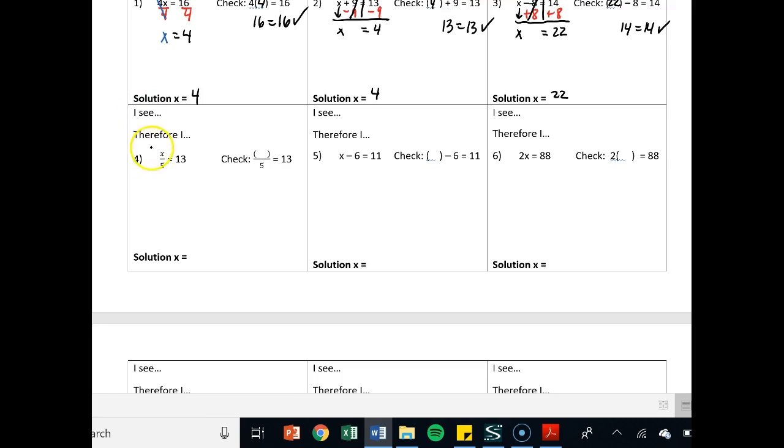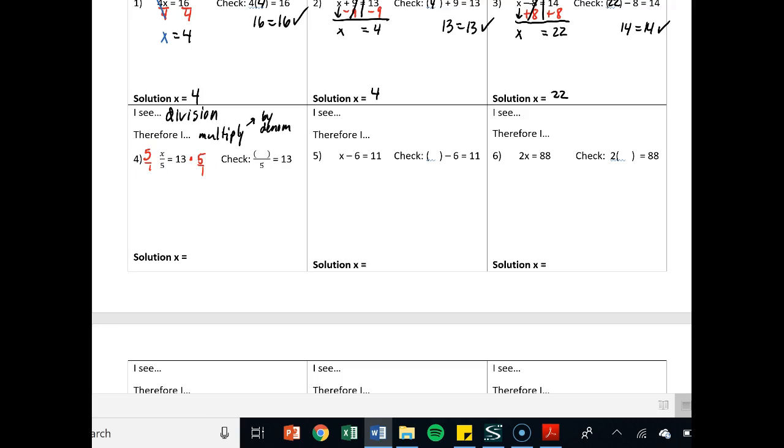I lied. I will do one more, number 4. I see division, right? A fraction is division. Therefore, I multiply by the denominator. This is saying some number divided by 5 is equal to 13. So to undo that division, I multiply both sides by 5 times 5. You could really think of this as 5 over 1 if you want to.